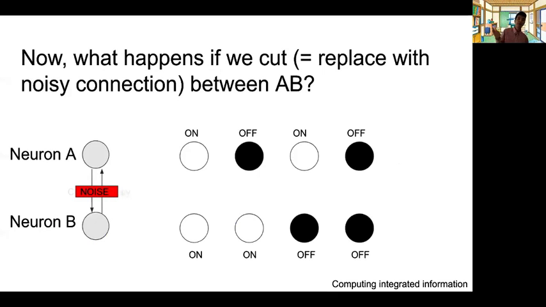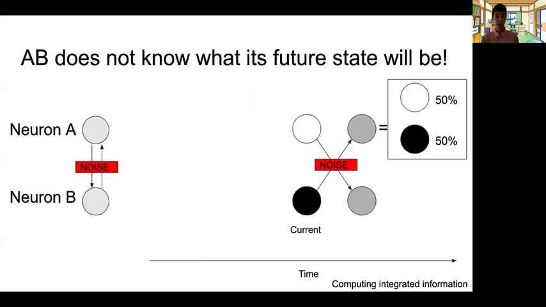Now, what happens if we cut the connection between A and B? The cutting operation in IIT can be considered as replacing that wire with a noisy connection. So what happens if, instead of copying to each other, A and B are connected by a noisy wire? As before, the state of the system remains on, off. That doesn't change. What changes is the predictability of the future and the knowledge about the past.